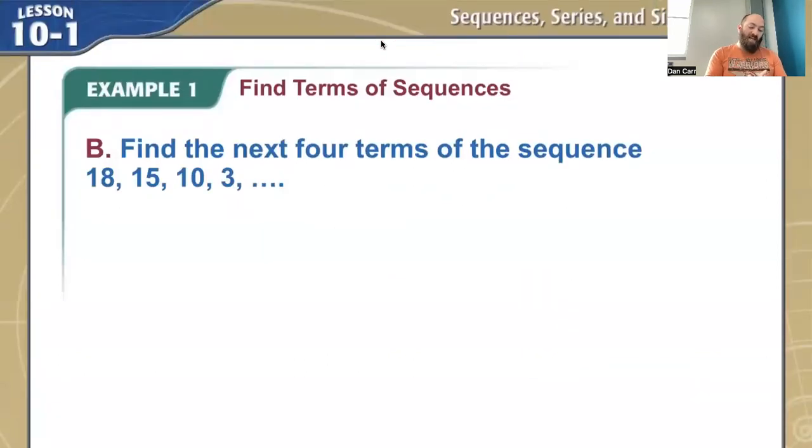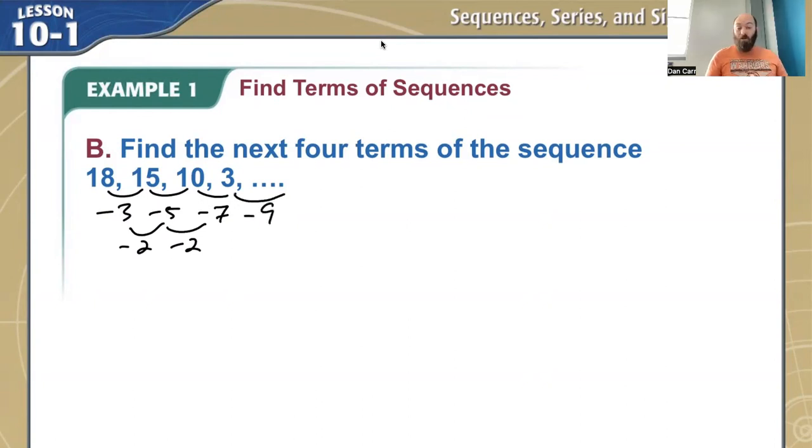So 18, 15, 10, and 3. Again, the goal is to look at addition or subtraction. If I do subtraction, it's minus 3, then minus 5, and then minus 7. So it's not exactly right there, but I can look at the second level. This is constant. It's subtracting 2 every time. So the next number I should be able to predict is going to be minus 9, then minus 11, then minus 13, and one more, minus 15.